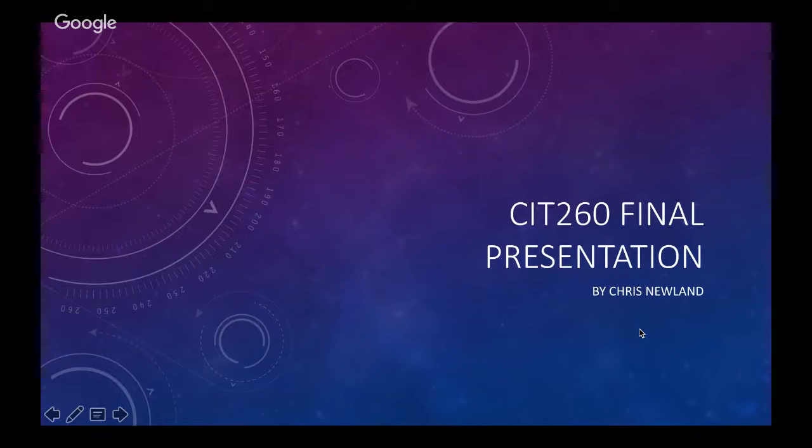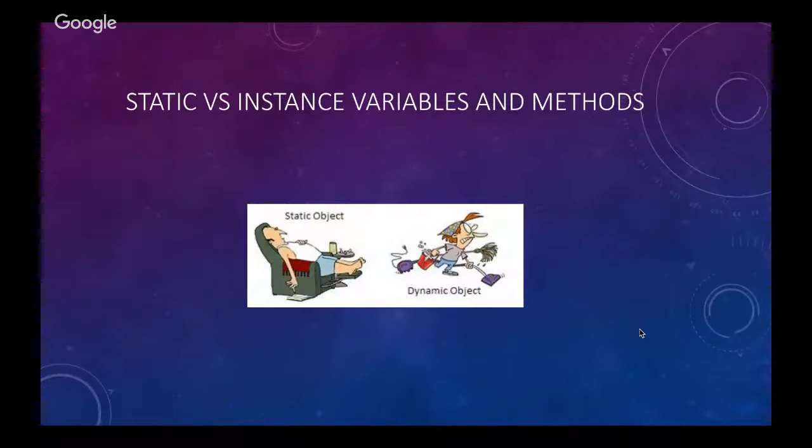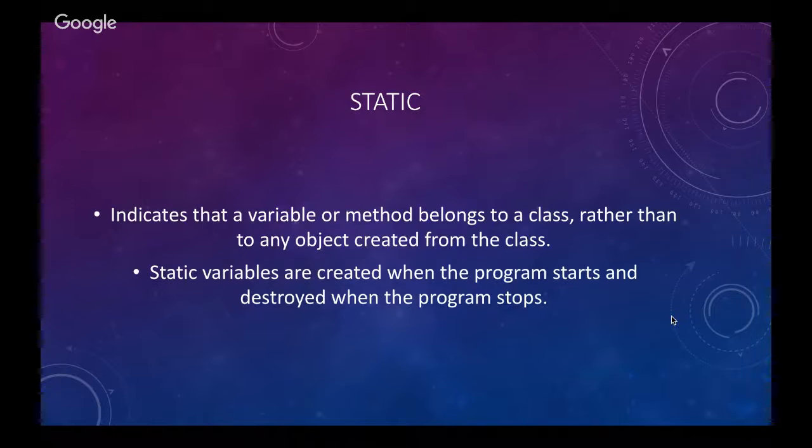This is my CIT260 final presentation by Chris Newland. I'd like to begin by talking about static versus instance variables and methods. Static indicates that a variable or method belongs to a class rather than to any object created from that class. Static variables are created when the program starts and destroyed when the program stops.